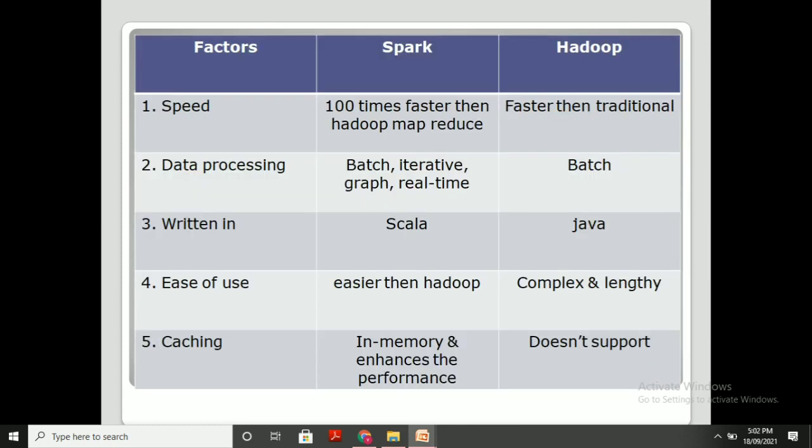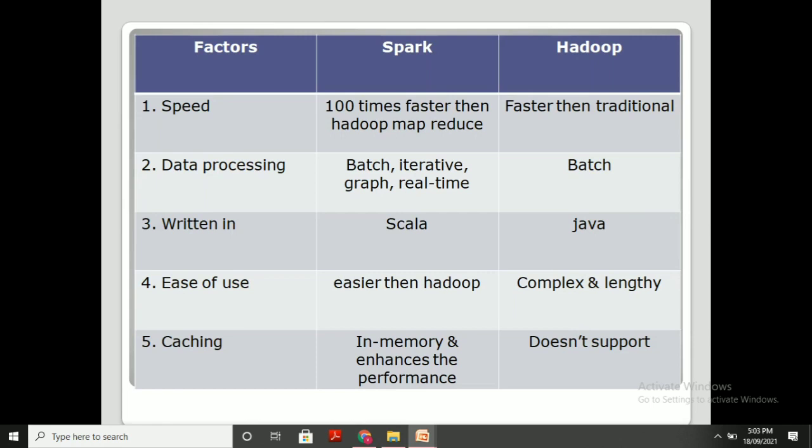Now, if we see the difference based on different factors, as we saw before, the speed of Hadoop is much faster than traditional systems, but Spark is 100 times faster than the Hadoop MapReduce framework. Data processing in Spark can be in batch format or real time, like Facebook comment or Twitter analysis. Iterative and graph based analysis can also be done with the help of Spark architecture, but Hadoop only supports batch processing. So this is the disadvantage of Hadoop over Spark.